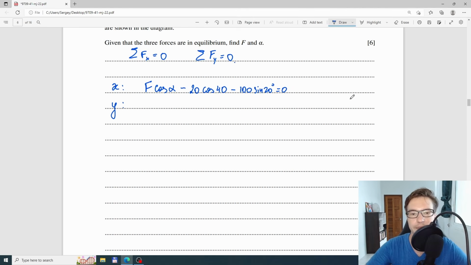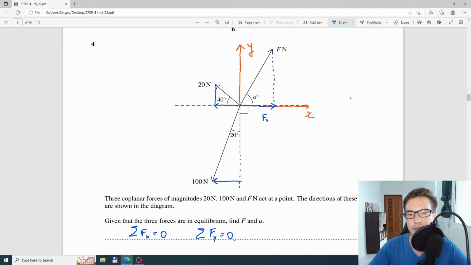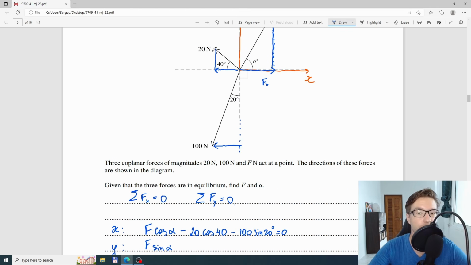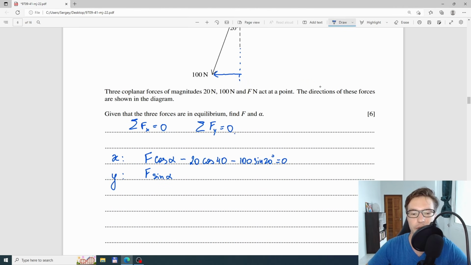Let's move on to y-axis. Starting with the force F, the y component of this force is opposite of angle alpha, so I'll have to multiply F by sine alpha and take it with a plus sign because it's acting in the same direction as y-axis. So we got F sine alpha. Next is going to be the force of 20 newtons. Its y component is opposite of the angle 40 degrees, acting up. So take plus 20 sine 40.